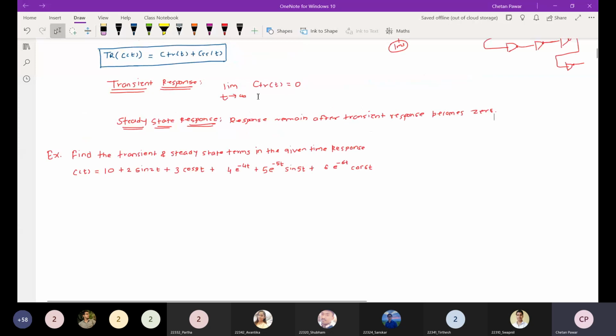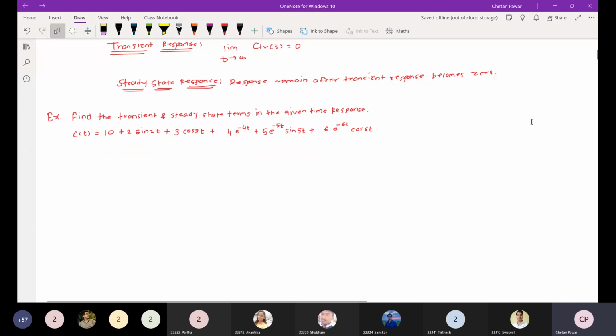So what is the transient response condition? As t tends to infinity, that response will become 0, right? So which are the transient terms and which are the steady state terms in this given time response? All exponential terms are transient response. Yes, so these are the transient terms.